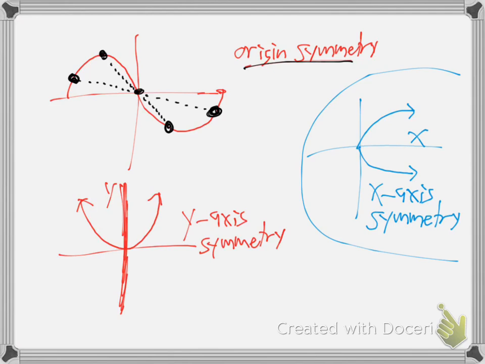Now, the origin symmetry is a little hard to spot. The y-axis is pretty obvious, identical right and left of the y-axis. X-axis is pretty good, identical above and below the x-axis. But the origin can be a little bit weird. One thing that helps me is the other way to think of origin symmetry: it's 180 degree rotation symmetry. In other words, if you flip it halfway over, it looks the same. Half a flip, 180 degrees.